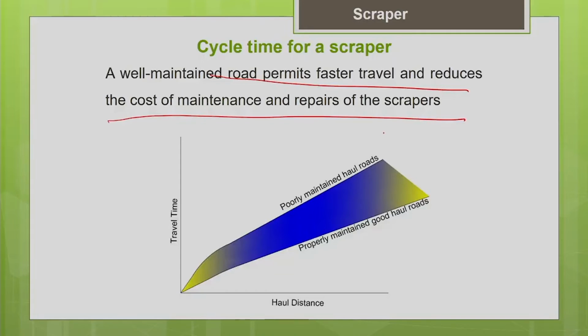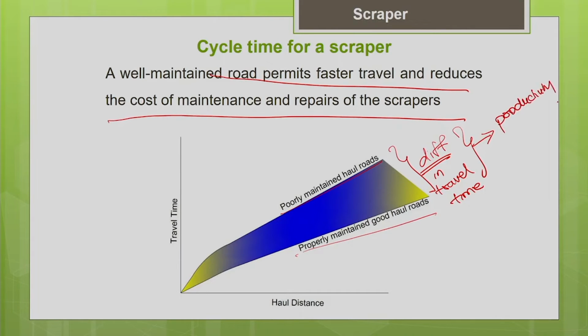You can see the difference in the travel time between poorly maintained haul routes and properly maintained good haul routes. In properly maintained haul routes, the travel time is very much less. This much difference or saving in the travel time can have a significant effect on your productivity, and you can have a significant enhancement of productivity and reduction in the associated cost.